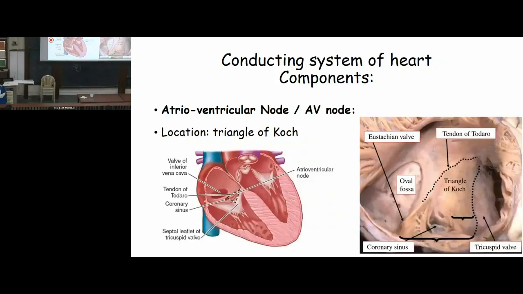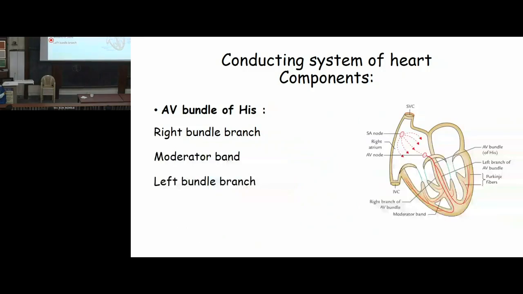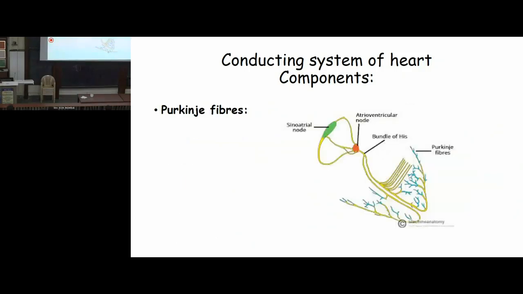So here this is where the AV node lies, right bundle branch, moderator band, left branch. This is the right branch, left branch. Purkinje fibers are the fibers from the right and left branches, which go to the musculature.